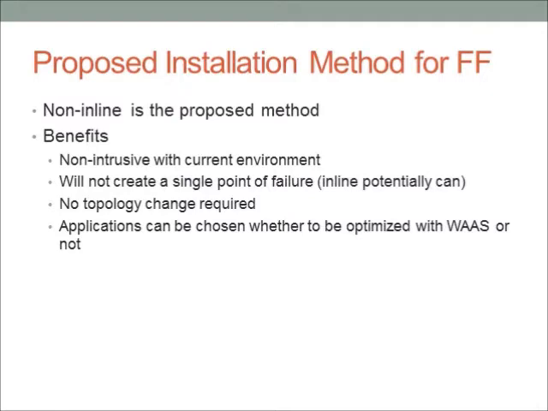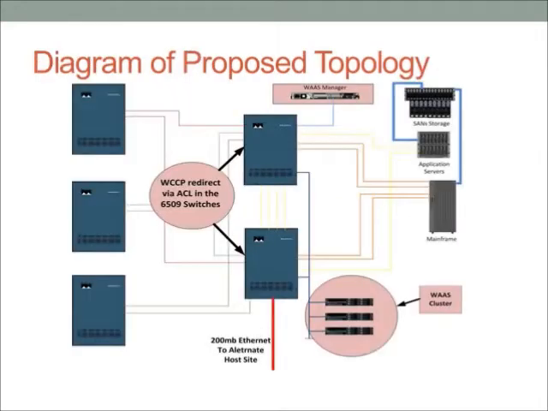And again, with the use of WCCP, we can choose whether we want to optimize an application with the WAS or if we just want to leave it out of the WAS environment totally. And this can be from a host-to-host perspective, or from a host-to-network perspective, or from a network-to-network perspective. So with the use of the ACL, we can get down granular to be host-to-host. We could get down from workstation to host, if you will, or we can encompass an entire network at either end. It's very flexible.